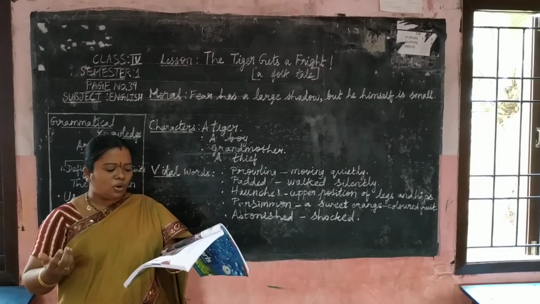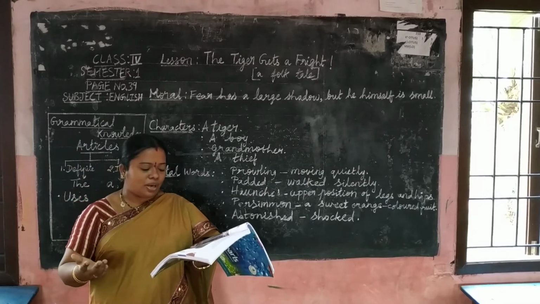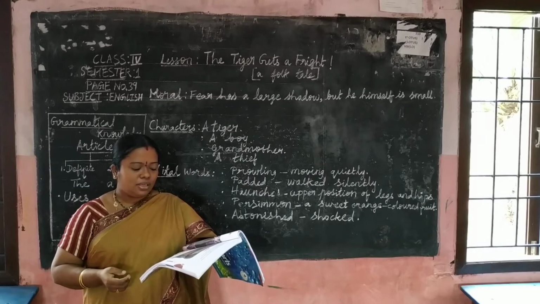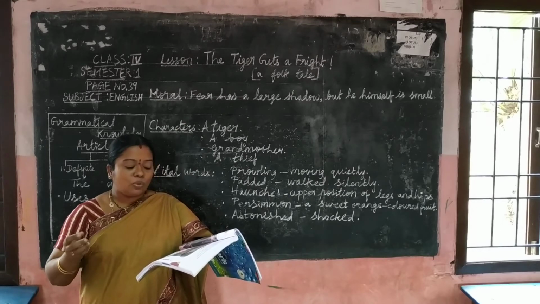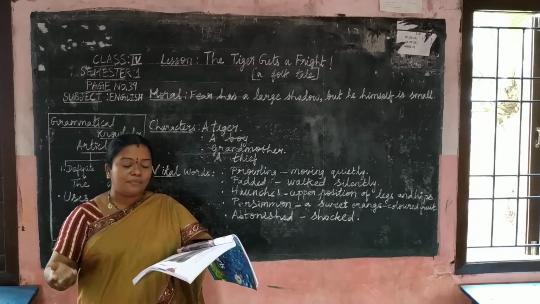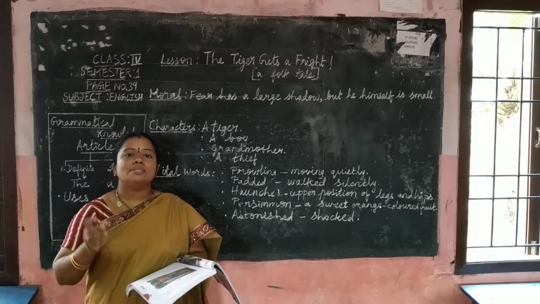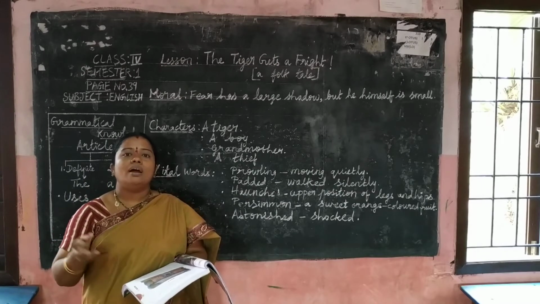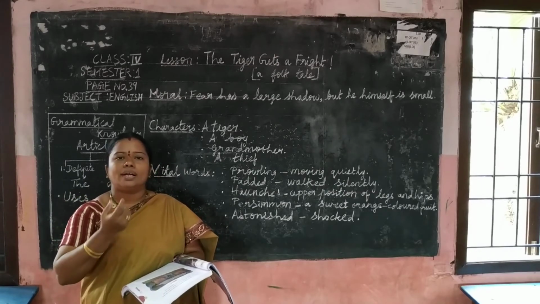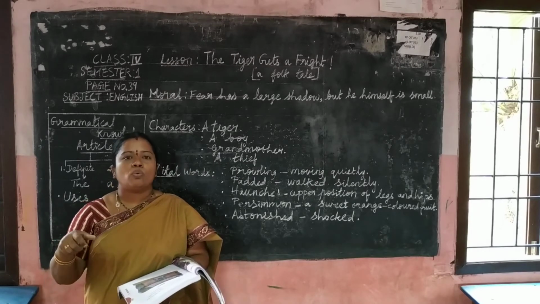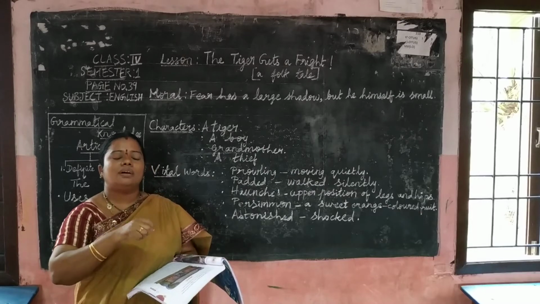The tiger thought he had finally found food. He slipped in through the gate. He padded into the courtyard quietly and crouched outside the window. So what happened? Listening to the voice of the child, the tiger thought, okay, I will hunt this boy and I will eat him as my food. So what did it do? Quietly it went inside the house.